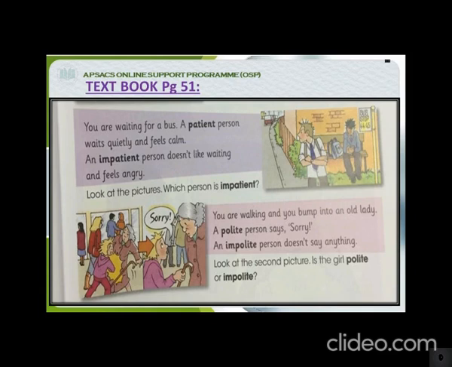Next sentence. You are walking and you bump into an old lady. A polite person says sorry. An impolite person doesn't say anything. Look at the second picture. Is the girl polite or impolite? She's saying sorry. She's polite. Meaning changes to its opposite when we add prefix im to a word.